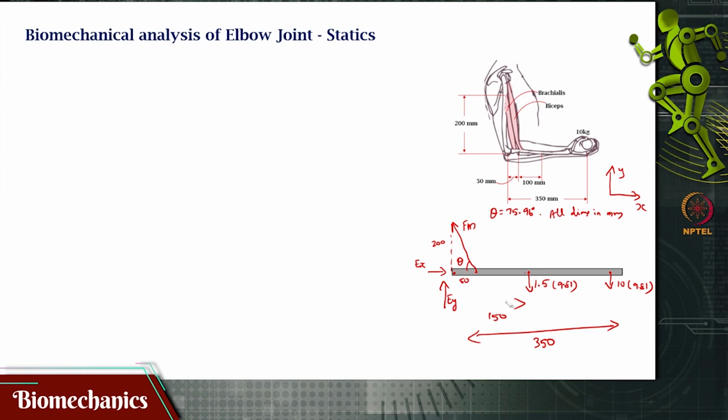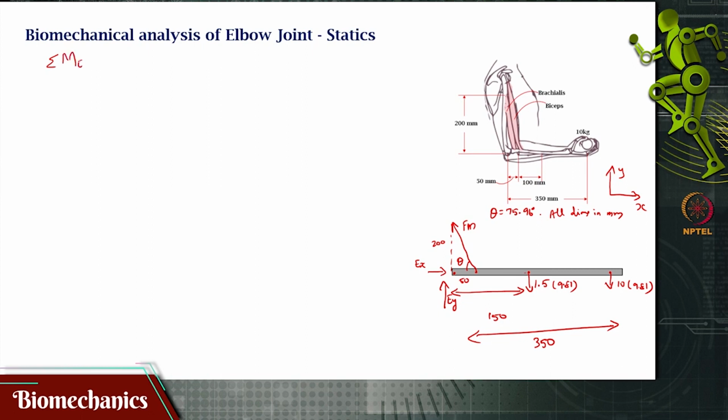I mean this distance is, when you say 150, I am talking about the distance from the elbow joint. Okay. For clarity, it is not the distance from the point of insertion, the total distance from the elbow joint to the forearm center of mass is 150 mm. Okay. Let us be clear about that. 150 mm is the total distance.